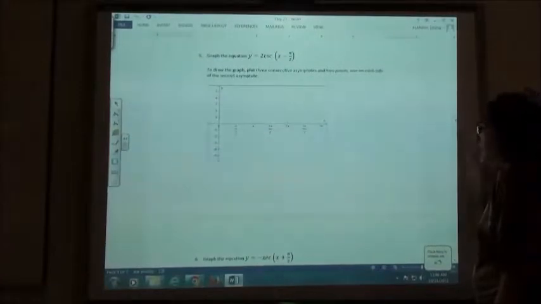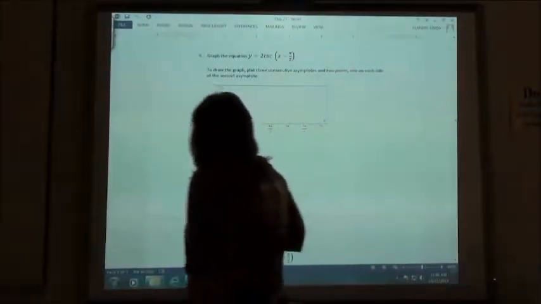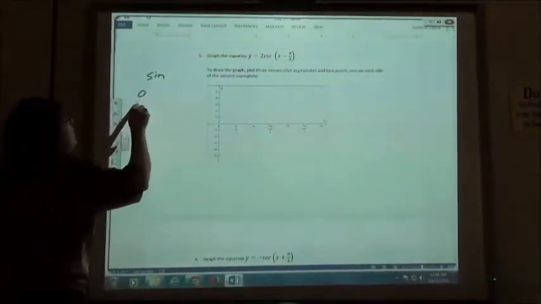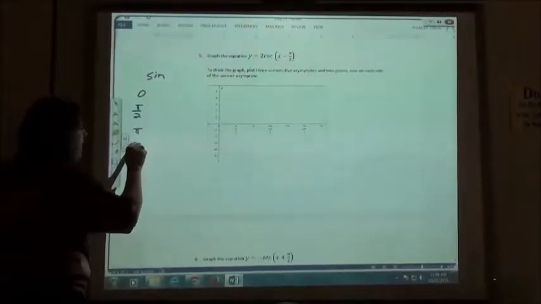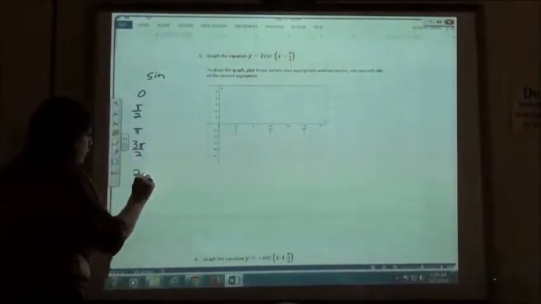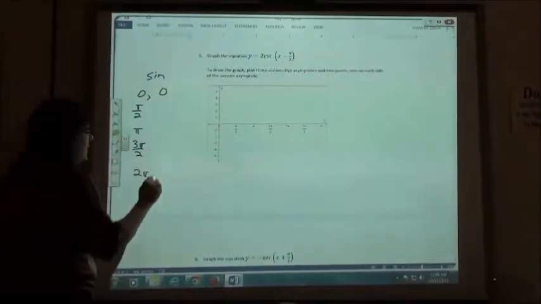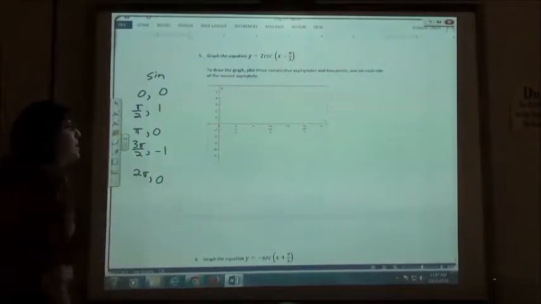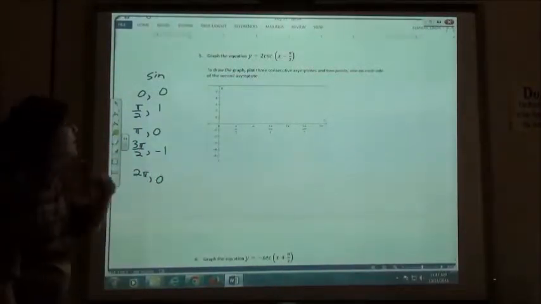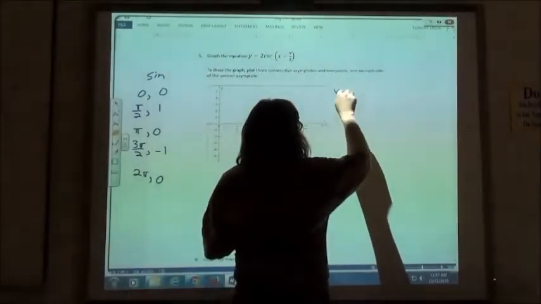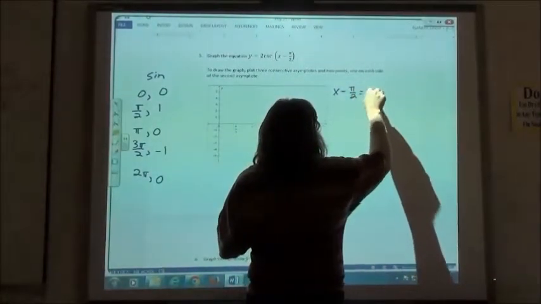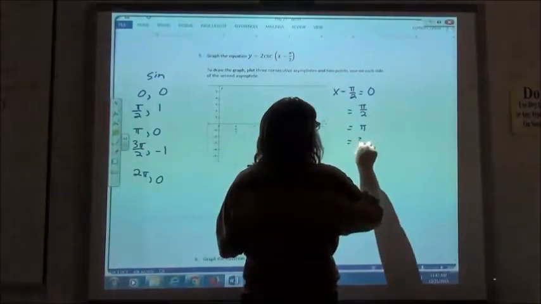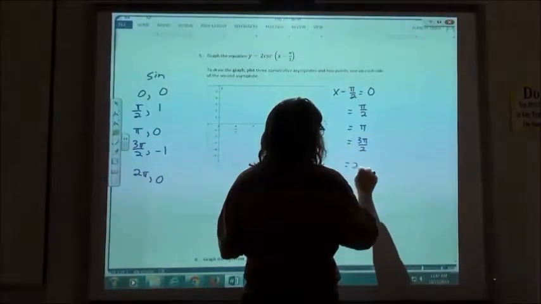So number 5, this time we're going to do a cosecant function. The cosecant is the inverse of the sine, so we think about our table for sine. 0, pi over 2, pi, 3 pi over 2, and 2 pi. Sine curve starts at 0, ends at 0, the middle is 0, normally goes up first and down second. And so here's my shift. I'm going to say x minus pi over 2 equals 0, equals pi over 2, equals pi, equals 3 pi over 2, and equals 2 pi.